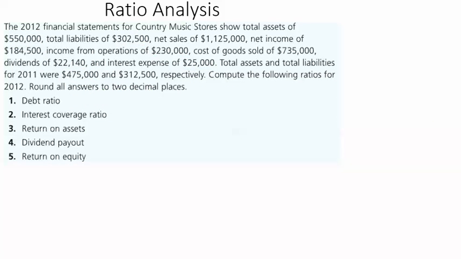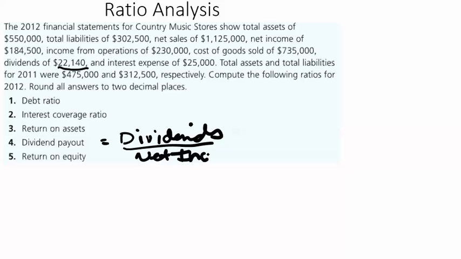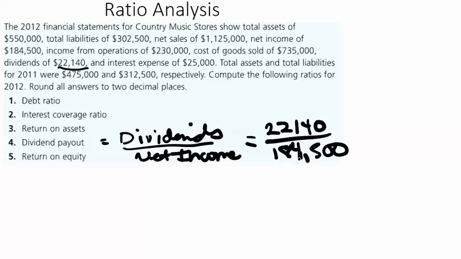And we have 2 more, the dividend payout ratio and the return on equity. So dividend payout ratio is going to be the amount of our dividends here, $22,140, and we divide that by our net income. So how much did the company pay out of its income in dividend? So $22,140 divided by $184,500, which is right here. Gives us a dividend payout ratio of 0.12 or 12%.